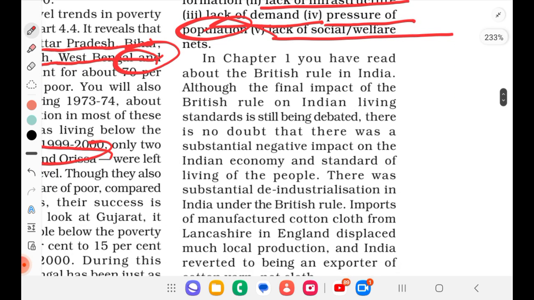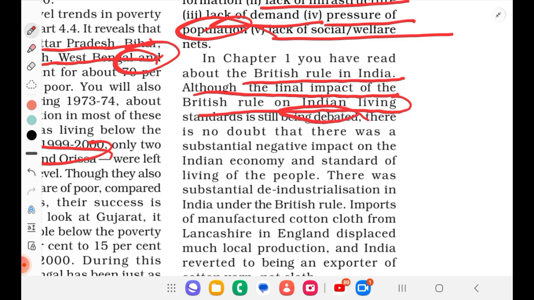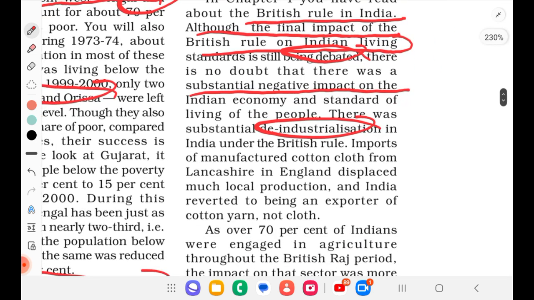In chapter 1, you have read about British rule in India. Although the final impact of the British rule on Indian living standards is still being debated, there is no doubt that there was a substantial negative impact on the Indian economy and the standard of living of people. There was substantial deindustrialization in India under British rule. Imports of manufactured cotton cloth from Lancashire in England displaced much local production, and India reverted to being an exporter of cotton yarn, not the cloth.